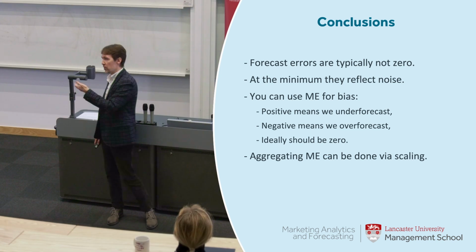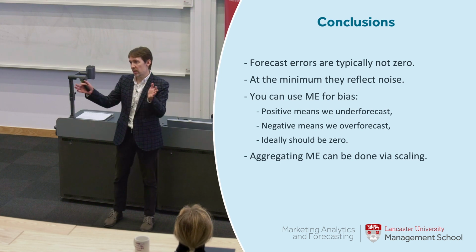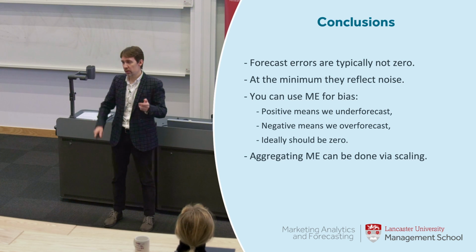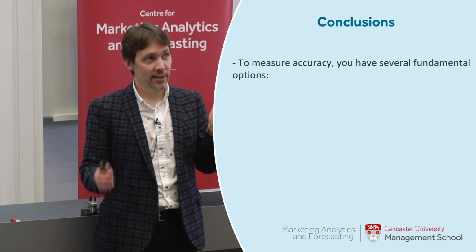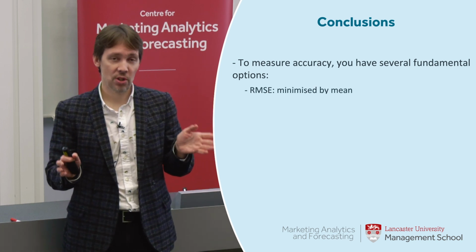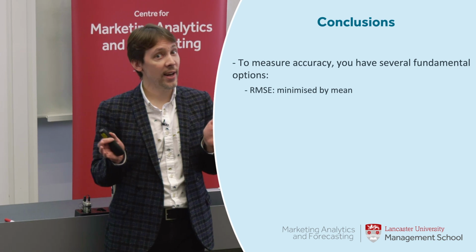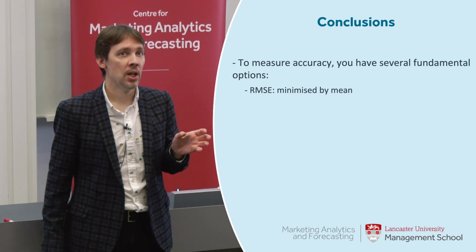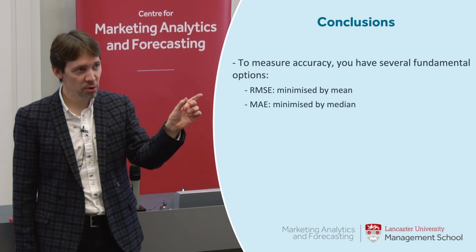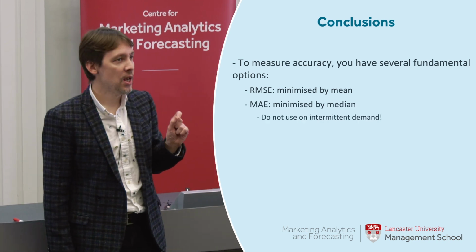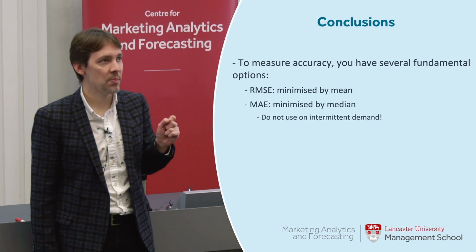You can use the same principles that we've just discussed on previous slides by dividing by mean in sample or the first differences and so on. When it comes to accuracy measures, you have several fundamental options. We can have root mean squared error, which is minimized by mean. We have mean absolute error, which is minimized by median, but you should not use it on intermittent demand, because as we've discussed, it prefers zero forecast in many cases.